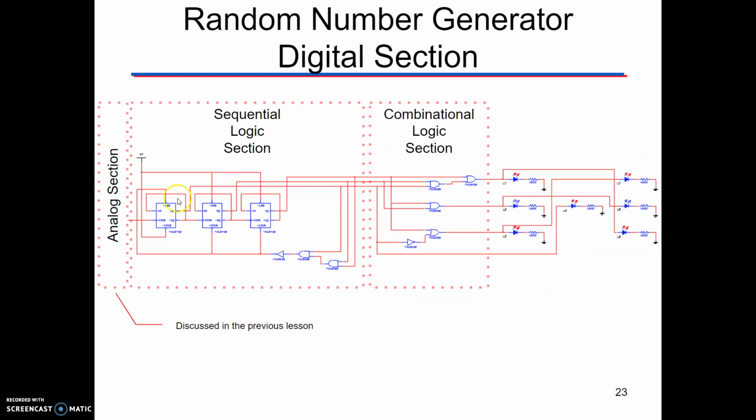Okay, so now looking at this, we have our analog section, which we talked about last lesson. And then it moves into our sequential logic section and our combinational logic section and into those LEDs. All right, that is the end of the digital section wrap up. You can now go into the assignment. You're going to be using Multisim to actually set this up, run through the truth table, run through all that information, and make sure your circuits are working properly. All right, get at it.